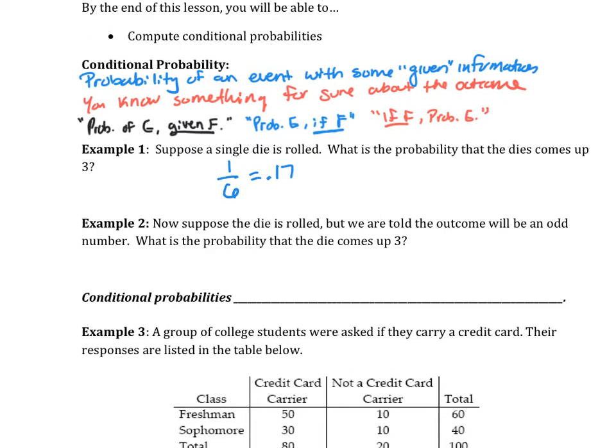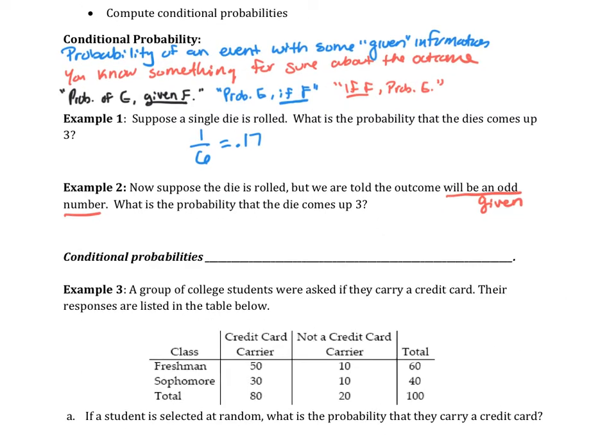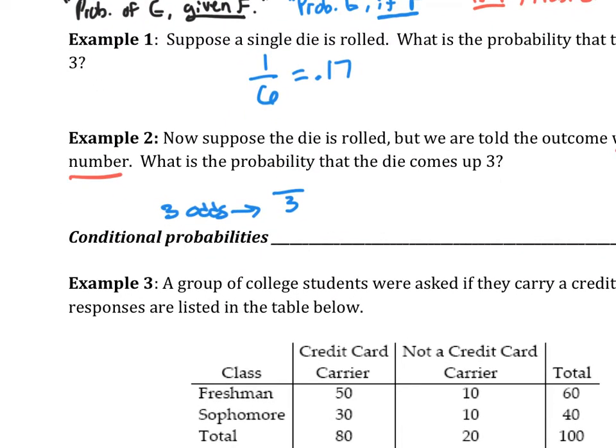But now example 2, suppose the die is rolled, but we are told the outcome will be an odd number. So we know it's going to be odd. This is given. And whatever the given information is, that's what's going to help you find your new denominator. So in this case, we know it's an odd number. There are 3 odd numbers to choose from. Since there's 3 odds, and that's given. And then of those 3 odds, one of them is the number 3. So our probability just increased because we were able to get rid of half of our possible outcomes because we were given some information about that outcome.